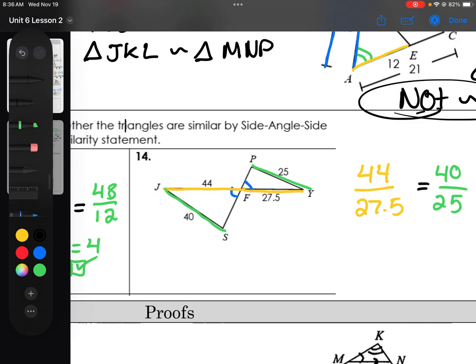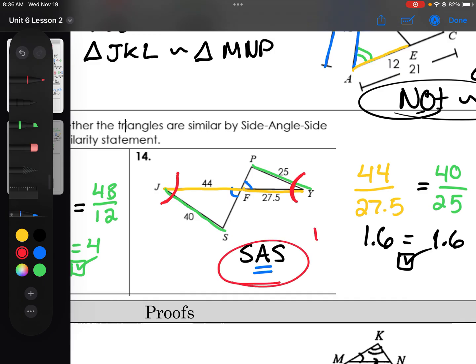So I'm going to divide this out quickly in the calculator. This is 1.6, and this is also 1.6. So though it does have a proportional side relationship, we need to keep in mind that side angle side says the angle needs to be included between the two proportionate sides. So you can see here, this angle is not in between two proportionate sides. It's off to the side. So if we were told that angle J was congruent to angle Y, then it would work with side angle side. But since we were not given that information, we have an issue, and that issue is that they are not similar by side angle side similarity, okay?